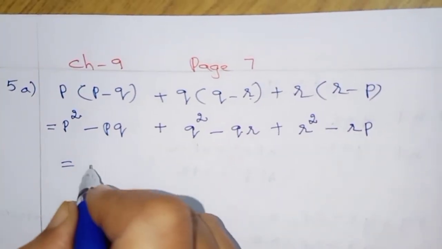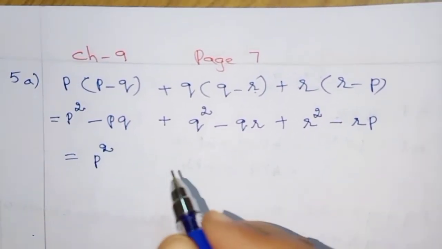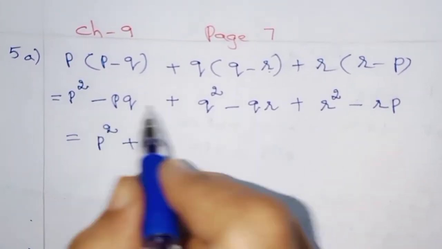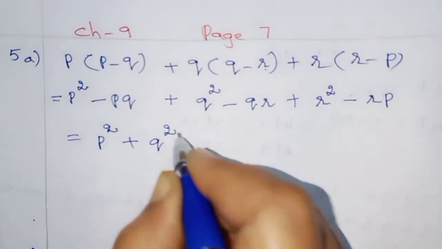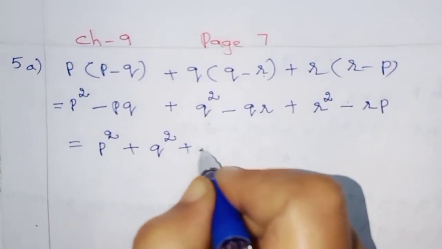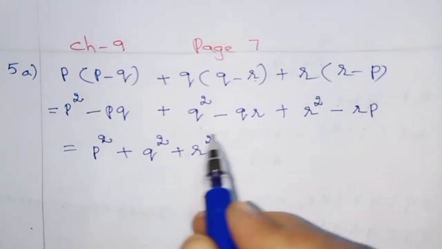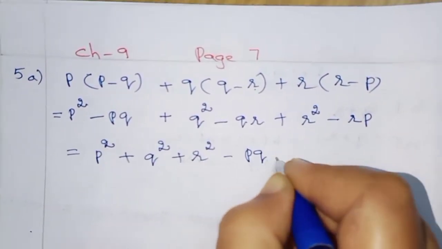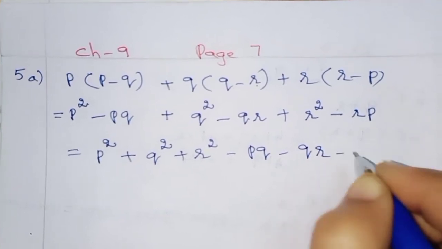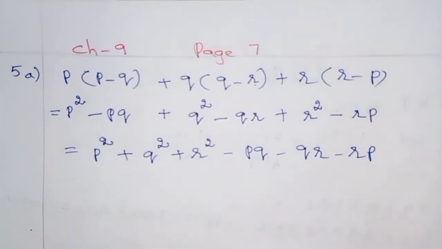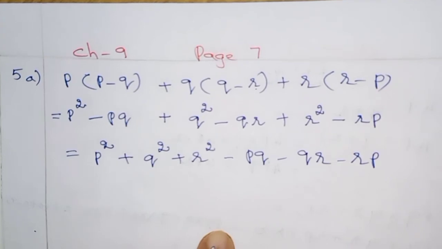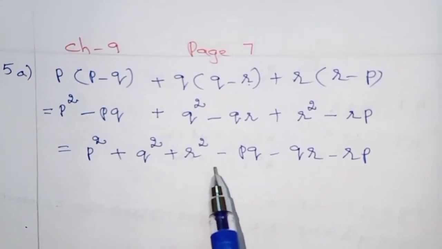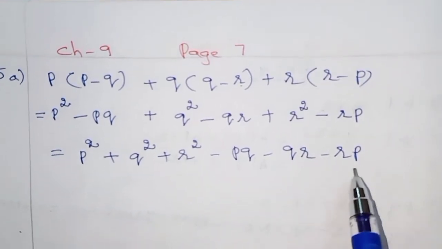This is equal to P square plus Q square plus R square. You are just arranging them in order. Minus PQ minus QR minus RP. So P square plus Q square plus R square minus PQ minus QR minus RP.